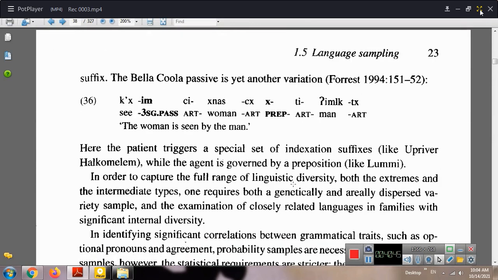The Bella Coola passive is yet another variation. Here you can see that we use im to show the third person singular, and it means that the woman is seen by the man. Here the patient triggers a special set of indexation suffixes like Halkomelem, while the agent is governed by a preposition like Lummi.